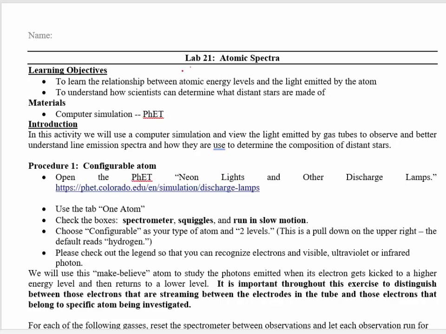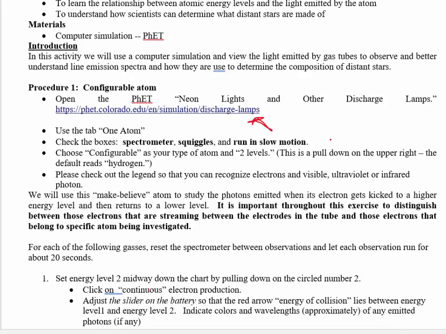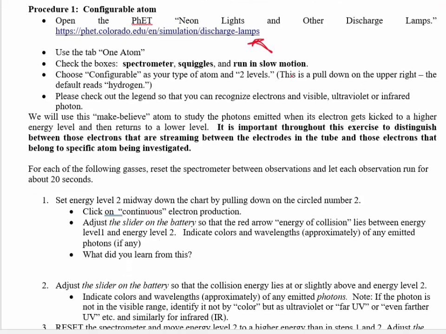Okay, this will be the introduction for lab number 21. We'll be taking a look at atomic spectra. And then what we're going to do is we're going to pop open this simulation right here. I will apologize. I know that it is a Java simulation, so your computer may be less than happy with it. But there are no other similar simulations out there that can do this.